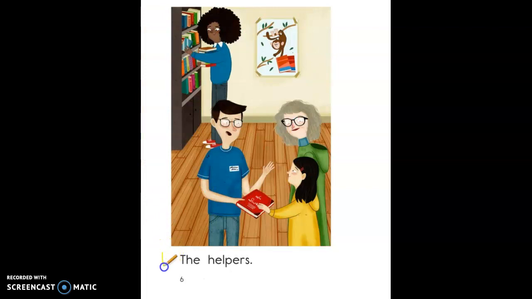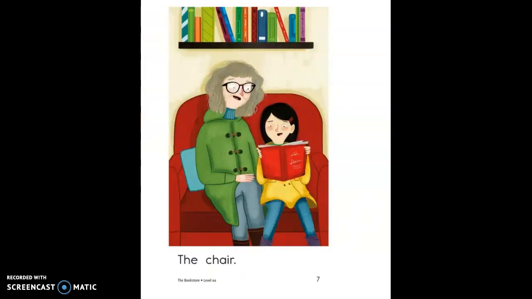Scholars, we want to start on the left side of the page, and we're going to point under each word as we read, starting with our pattern. And who can tell me again what our pattern is? The blank. The helpers. Great job. We know good readers want to start on the left side of the page. We're going to start with the first word of our pattern, and we're going to point under each word as we read. The chair.